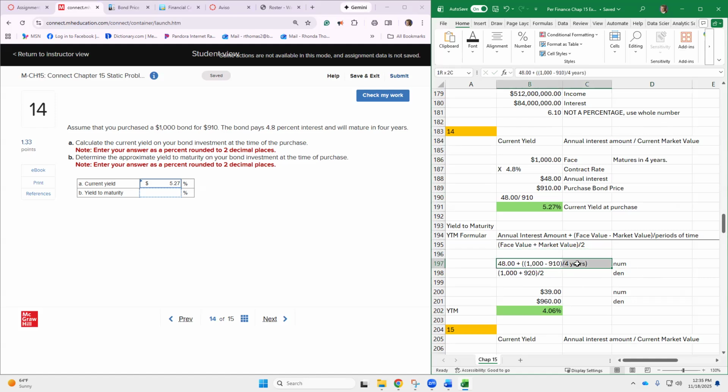So this is going to be a division problem, and I'm going to put a line between these two numbers to represent that this is the numerator and this is the denominator, right? And then down below, we'll put 1,000 plus the purchase price of the bond, divided by 2. Okay, divided by 2. So here is what's going to happen.